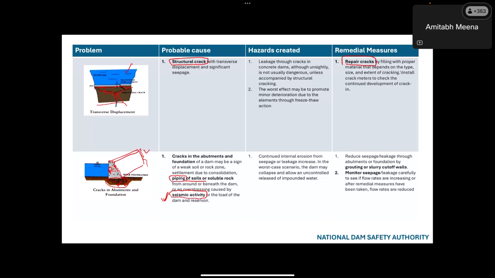So that is one of the measures. And we have to always monitor the seepage. If the seepage is increasing, then it is serious. We have to lower the water level.